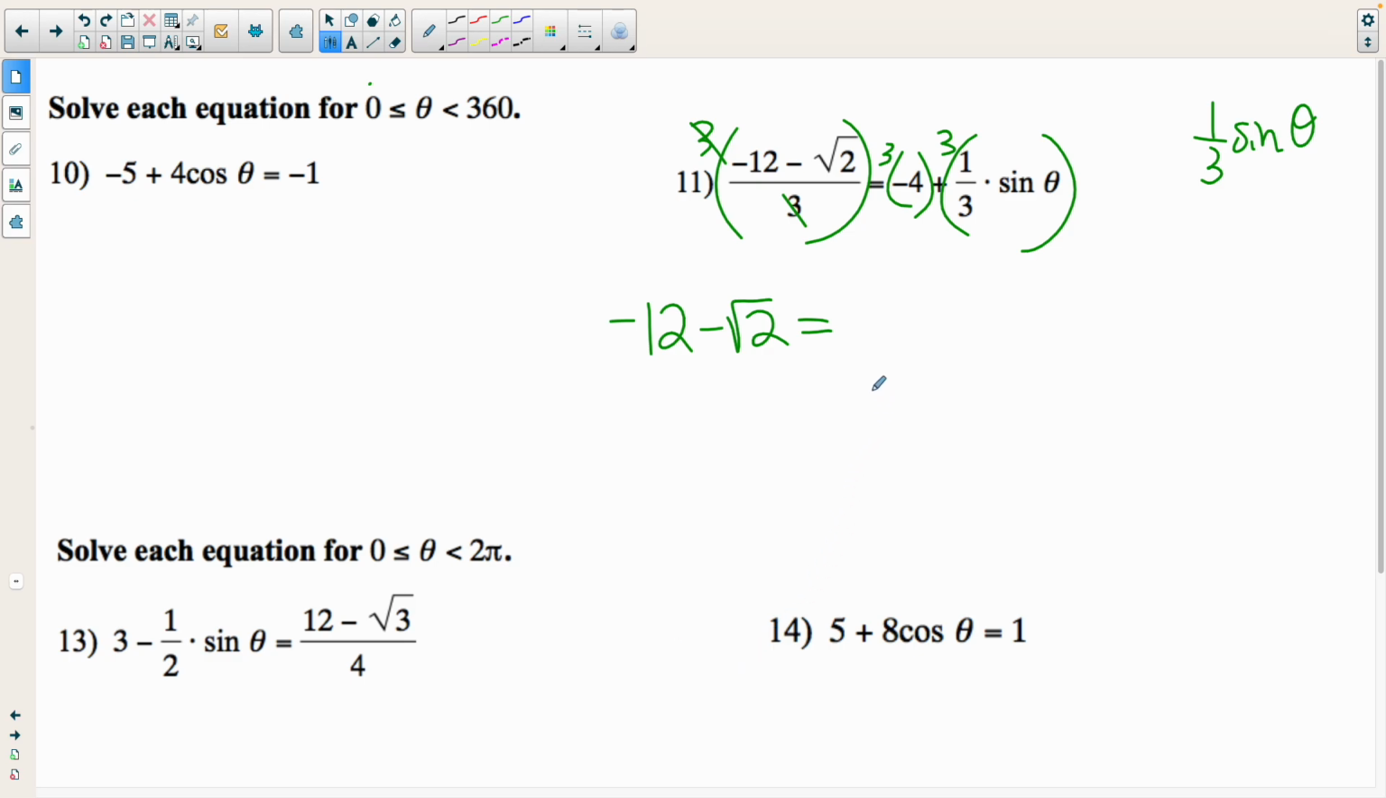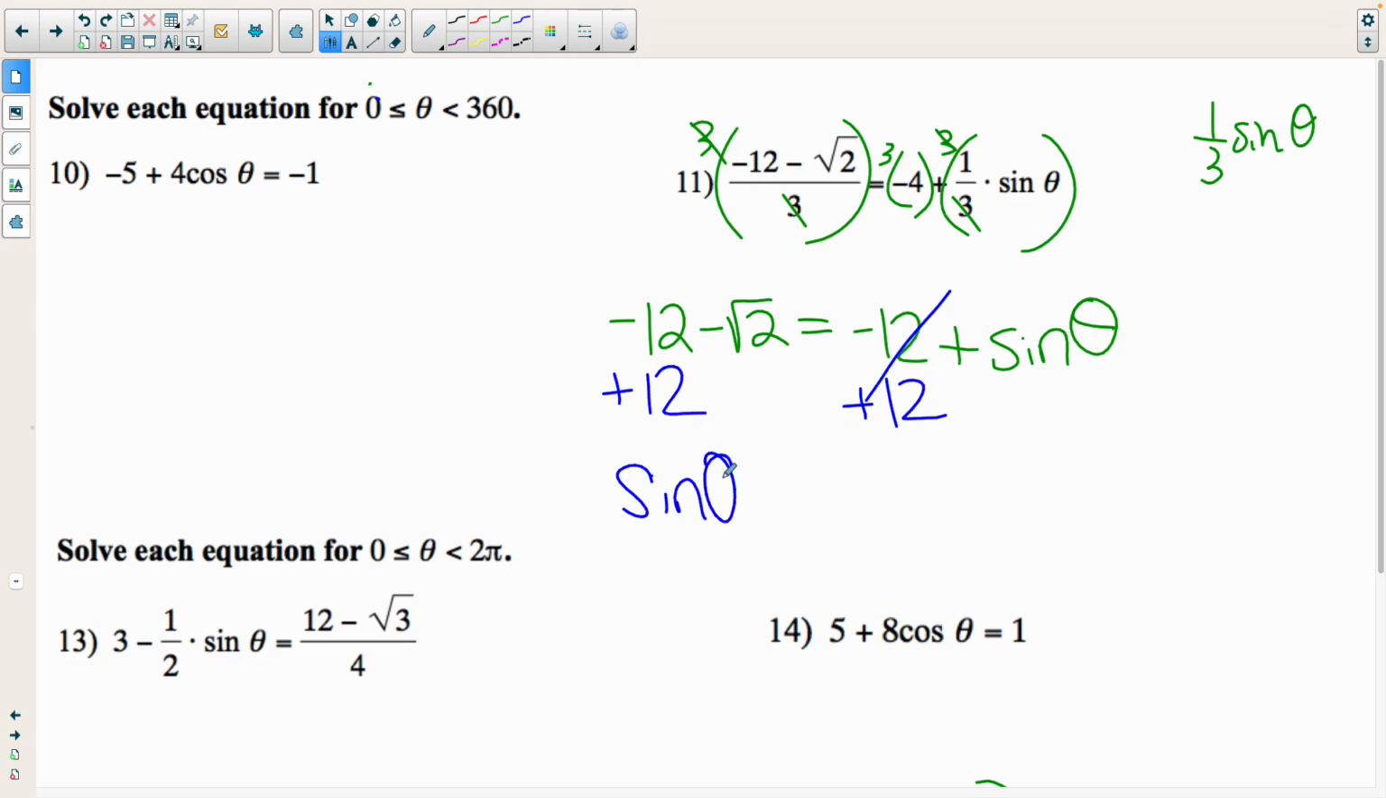And then that's going to equal -12 plus 3's divide out. So 1 sine of theta, which is just sine of theta. And then it's just a quick one-step equation because sine of theta only has a constant next to it, so let's add 12. So I'm going to get that the sine of theta equals -√2.